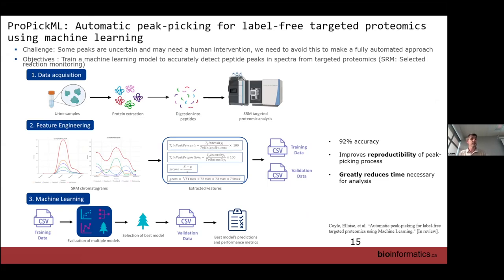for selected reaction monitoring. In the lab, we generated many samples from urine samples and got the SRM data. And what Eloise did is the feature engineering. You remember I told you that in deep learning you don't need to create your features, but in machine learning you need to. So we get a peak and we try to extrapolate what kind of information we can get from this peak: the density of the peak, the level of the peak, the level of the transitions. All these features are computed and created to be fitted in the model.